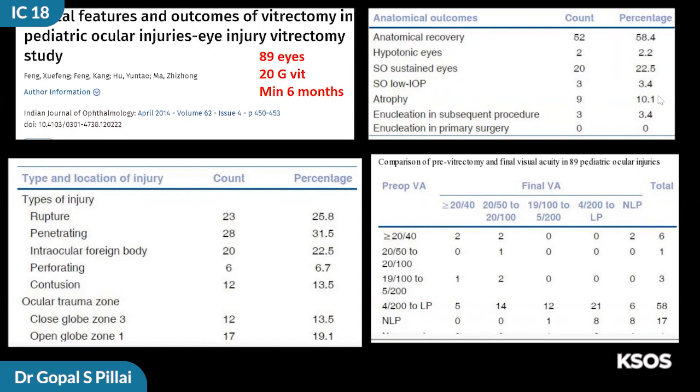So totally about 80% of patients had anatomical success with vitrectomy. And visual acuity, you can see that even those people who presented with good visual acuity better than 6/12 or 20/40, two went into no light perception. That's a very, very significant problem. With very good visual acuity also, people can go down.